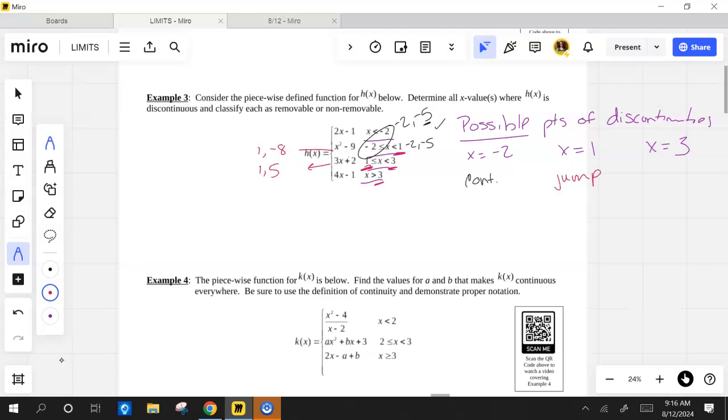A hole is only going to happen if you get the same value. You know how we talked about there being no line under there? It's not included, and you said that would mean it's a hole. That's exactly what that means. That's a hole. It's already a discontinuity. So at 1, this is a jump, so it's non-removable.